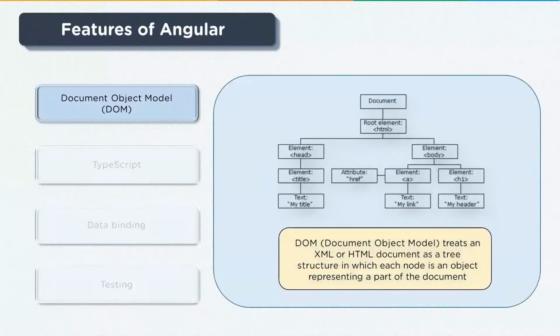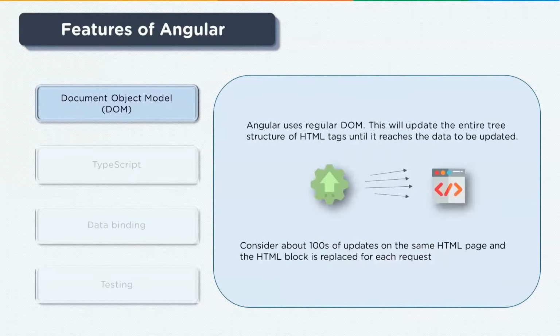Now the document object model treats an XML or an HTML document as a tree structure. Now here every node in the tree structure defines an object representing a part of your document. Angular uses the regular DOM. Now let's suppose you've made 10 updates on a single HTML page. So every time you make a change, the corresponding DOM or the tree structure needs to be updated. Now Angular updates the entire tree structure of HTML tags.